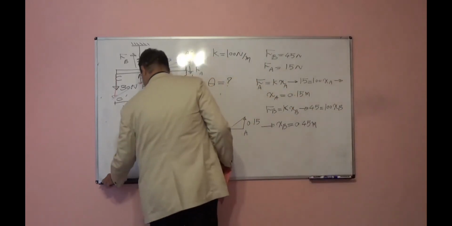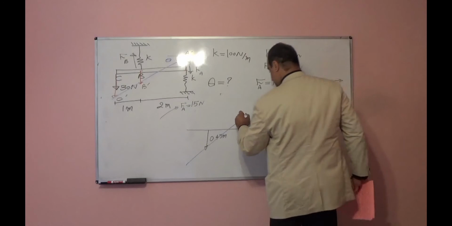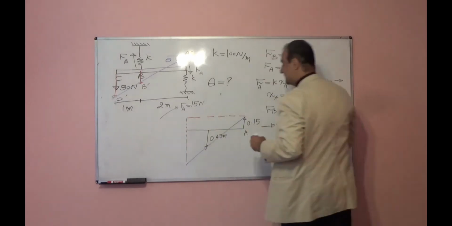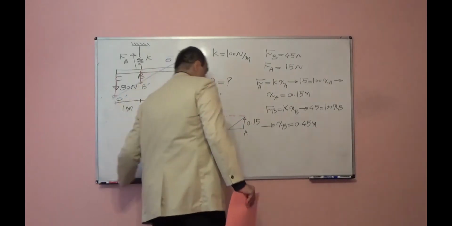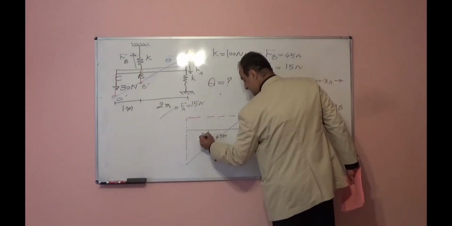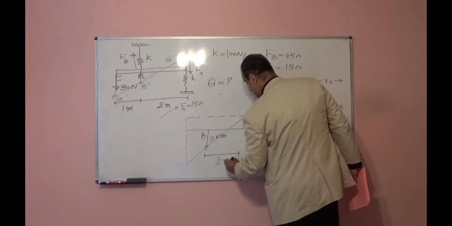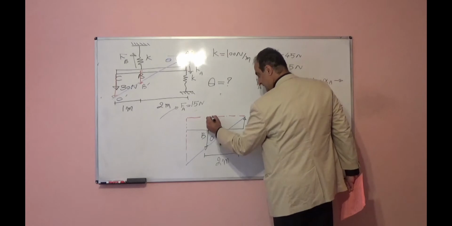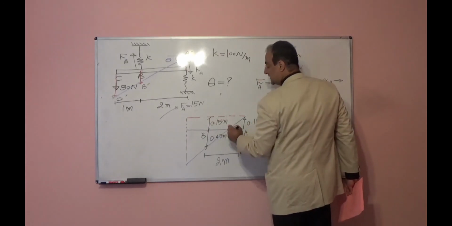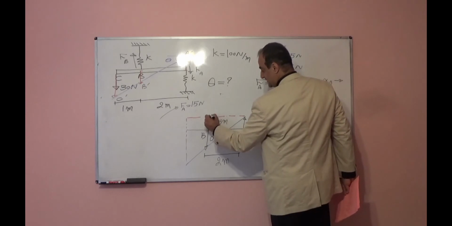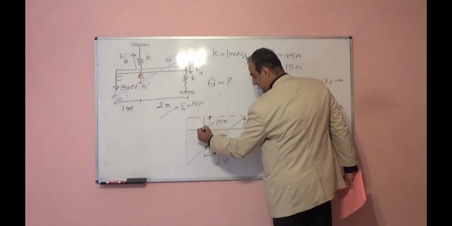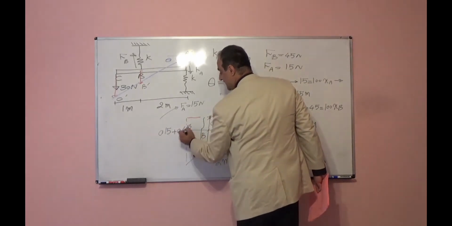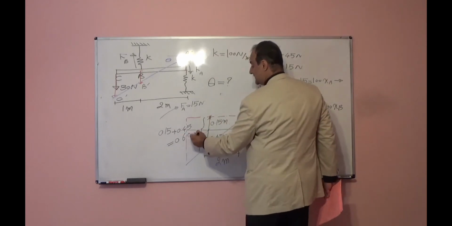In this triangle, if I draw one straight line from here, I show with a dashed line. You see this triangle. In this triangle, from point A to point B, it is 2 meters. This moves up 0.15. So these two lines are parallel. So this height will be 0.15 meters. So the entire height from here to here, the entire distance will be 0.15 plus 0.45. That will be equal to 0.6 meters.